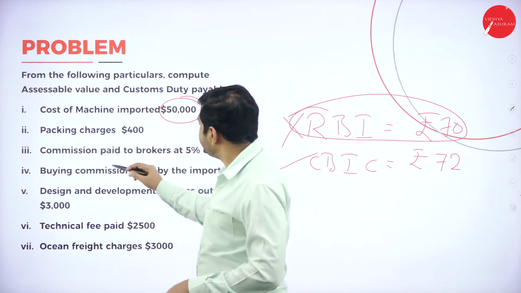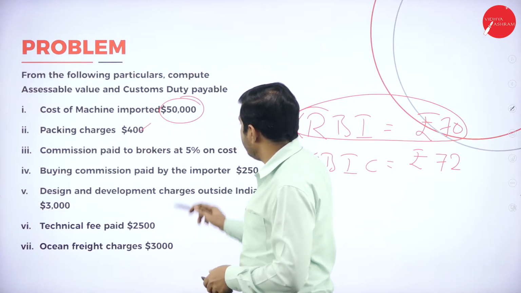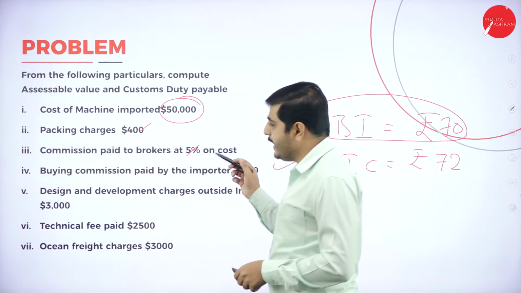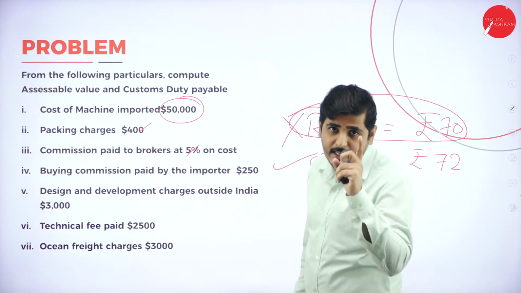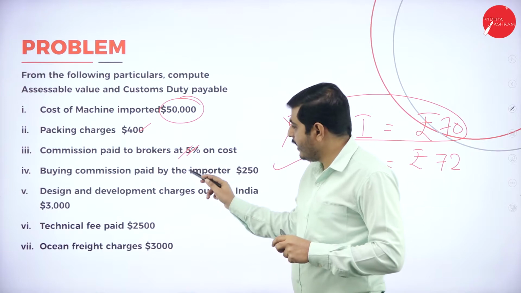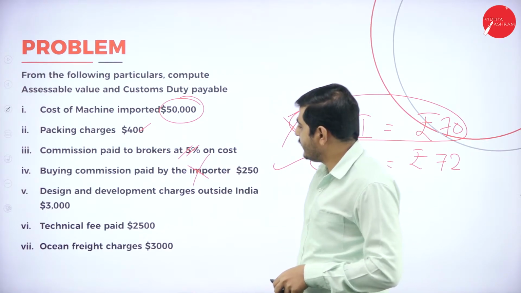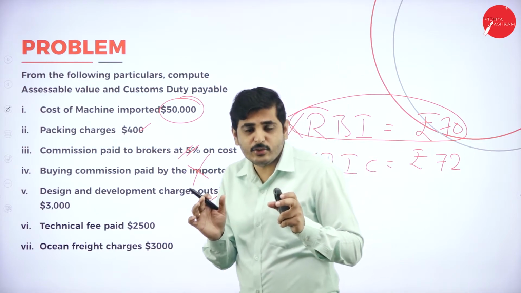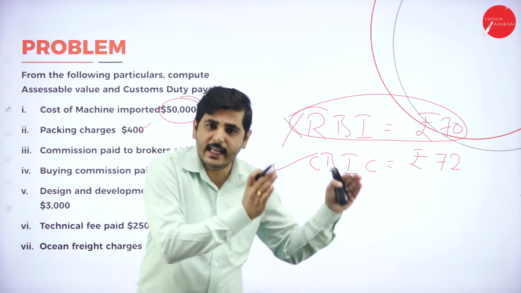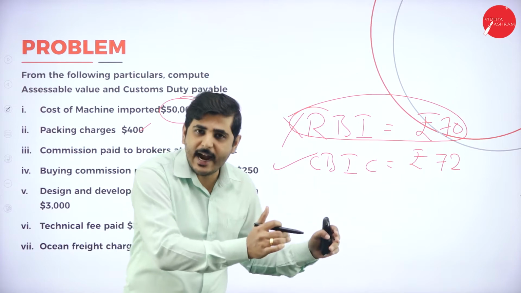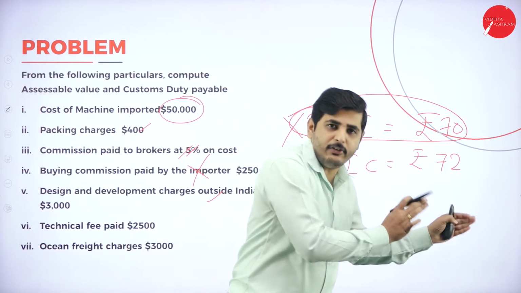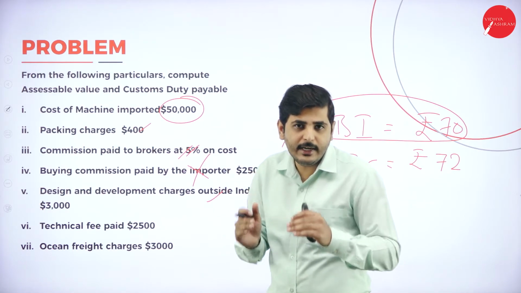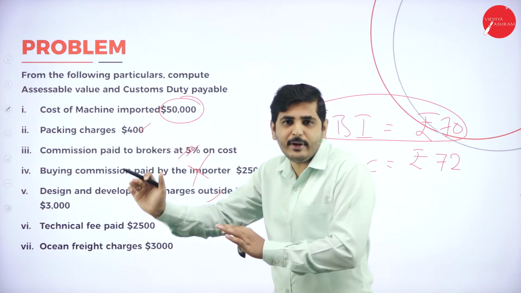Now we have to add packing charges. We can add commission paid to brokerage. Apart from buying commission, which should not be taken. Keep this in mind. Other commission we can take, buying commission we should not take. Next one, design development charges outside India we can take, and any other expenses once the goods reach the Indian port, any expenses added from port to Indian factory, we should not take. Keep this in mind. Before goods reach our Indian port, whatever expenses happen we can consider.